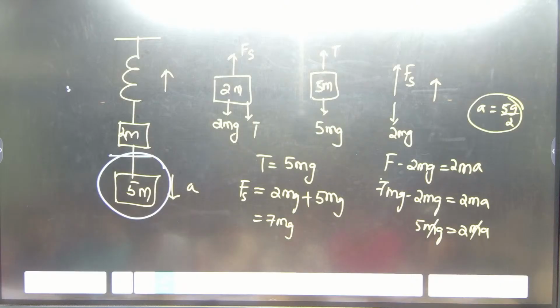Sure, what have you done? Fs is 7 mg, okay. You wrote 2 mg here, so why did you write mg again here? Then this is 2ma, right? Whatever the mass is there, you should take that mass directly, don't take m only.